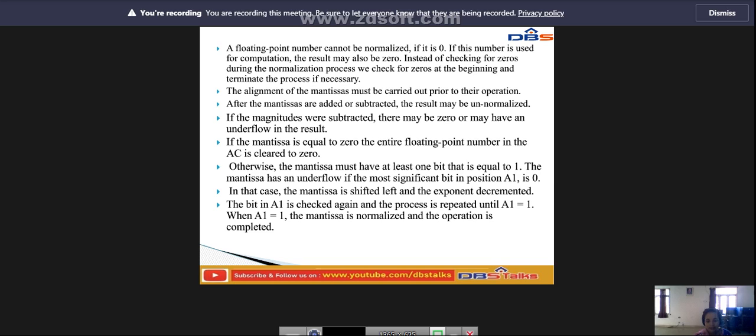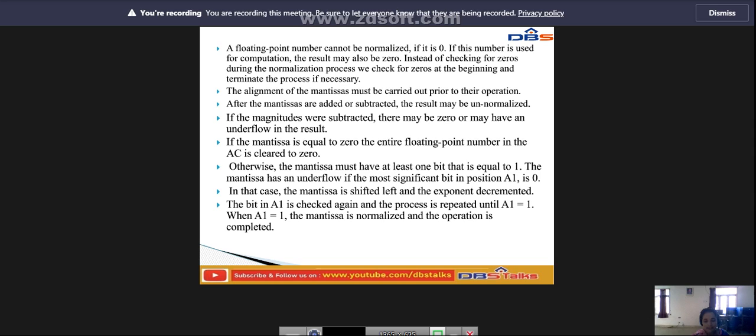The alignment of the mantissas must be carried out prior to the operations. After the mantissas are added or subtracted, the result may be unnormalized. If unnormalized, the normalization procedure results in the number being normalized before it is transferred. If the magnitudes were subtracted, there may be a 0 or an underflow in the result.